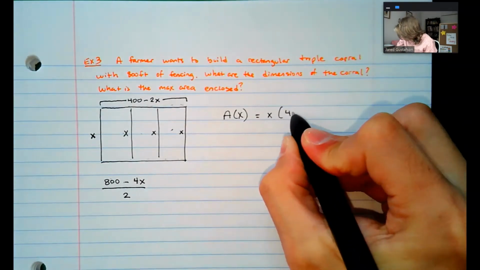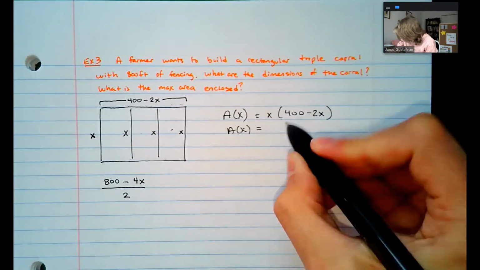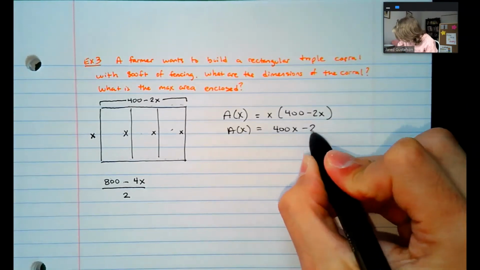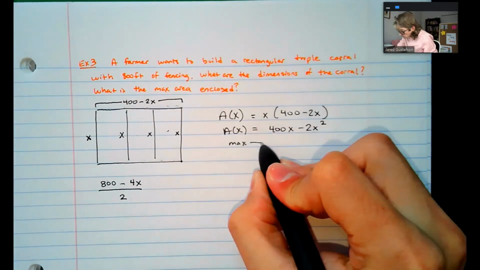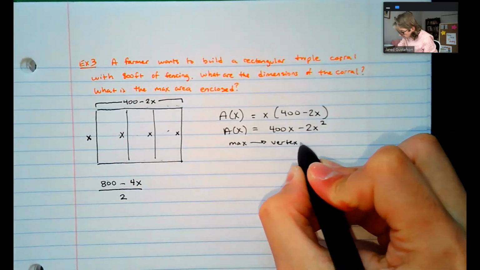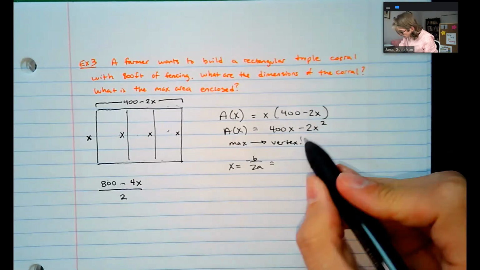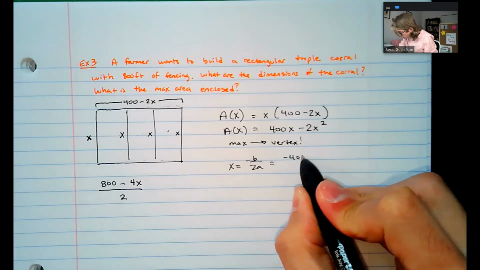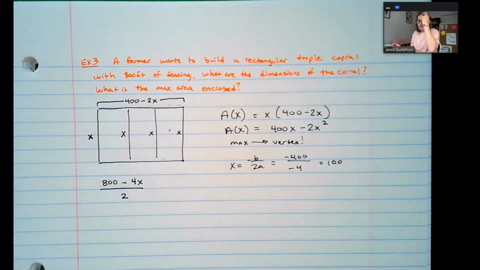How do we find the area of this rectangle? X times 400 minus 2x. Distributing that, 400x minus 2x squared. And again, for the last time today, to find the max, we need to know where the vertex is. So we're going to do opposite of b over 2a, which is negative 400 over 2 times negative 2, is negative 4, is 100.